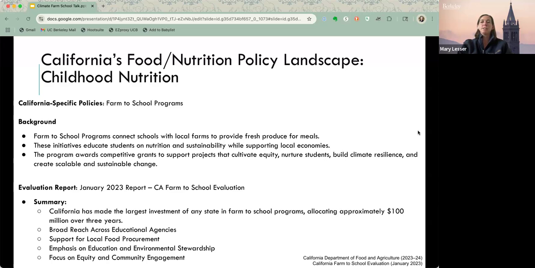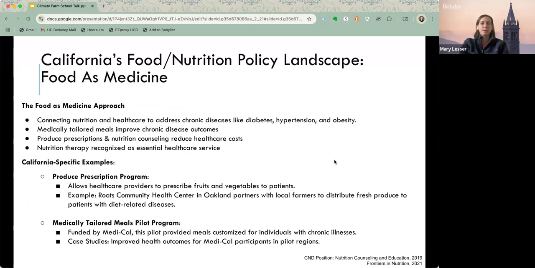Broad reach across educational agencies: 99 local educational agencies with over 1.3 million students. So about 23% of all California school students receive direct funding from these programs. The program's reach spans diverse geographic regions to ensure that students across the state benefit from farm to school activities. So there's support for local food procurement. Also, this emphasis on education and environmental stewardship and focus on equity and community engagement were all found as strong outcomes in the evaluation of this program.